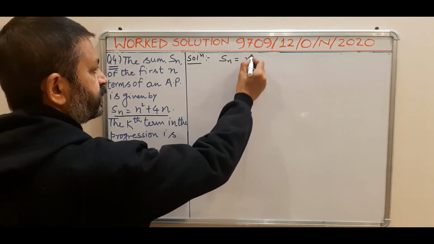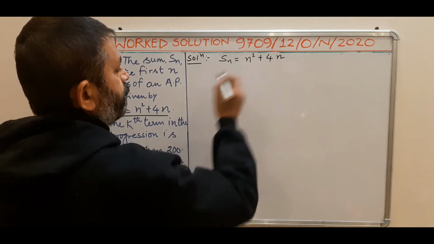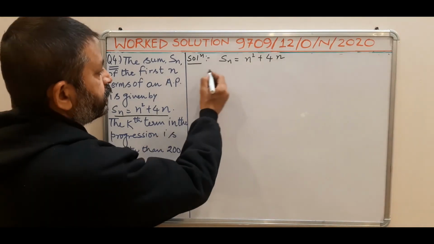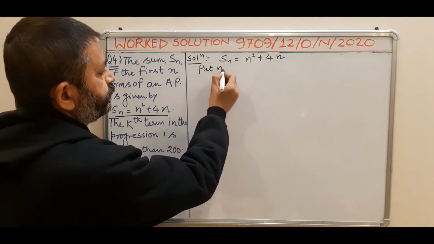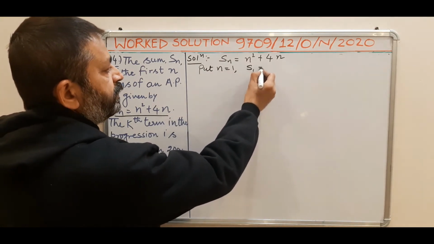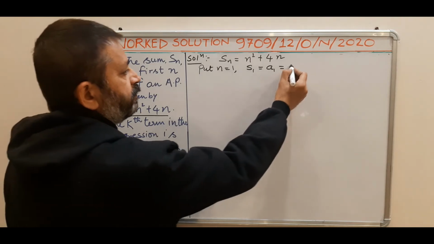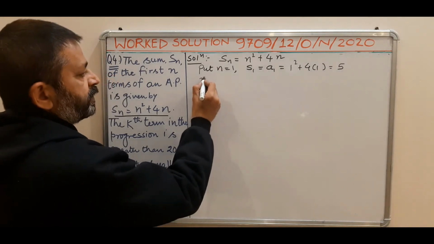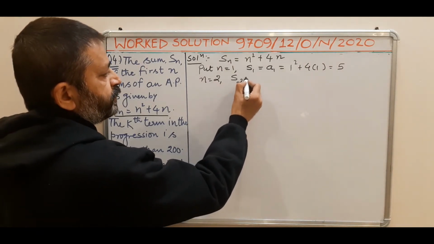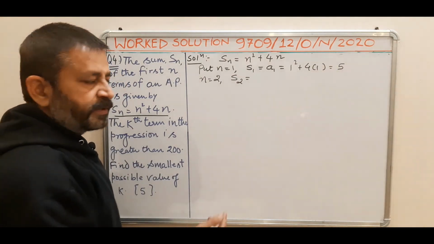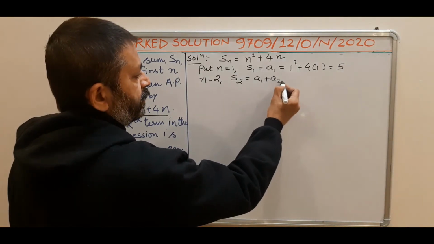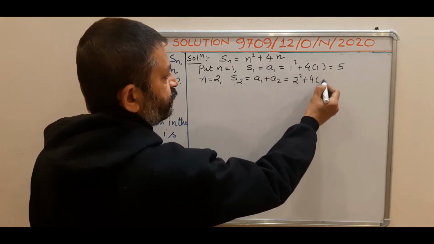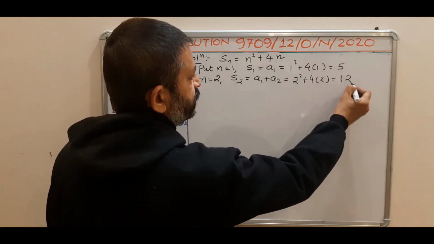So first we will generate the AP. What is the given arithmetic progression actually? First, put n = 1. It will give you S1. S1 means the first term only. So it will become 1² + 4 × 1, which comes as 5. Then put n = 2, which will give you S2. S2 means the sum of the first two terms, that is A1 + A2. Put n = 2: 2² + 4 × 2 = 4 + 8, that is 12.